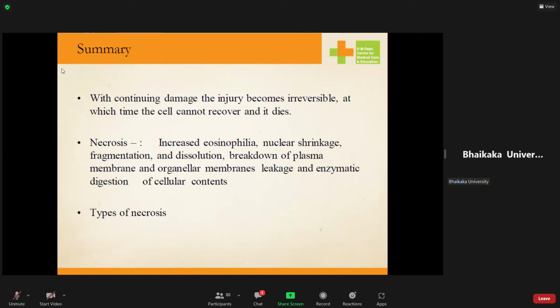So this is all about the morphological changes that you can see in reversible as well as irreversible cell injury, mainly in case of necrosis. Apoptosis will be taken in the second lecture.